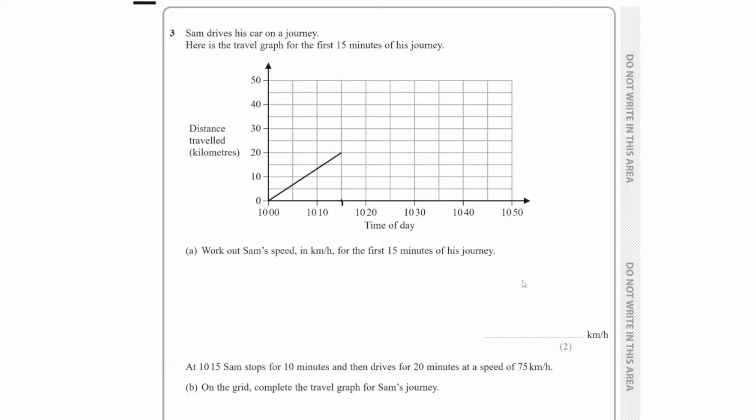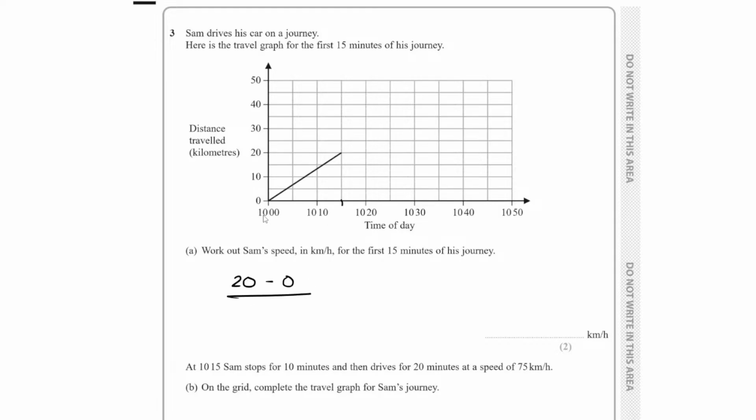So effectively it's basically just the gradient, but we're starting from 0, 0, so it doesn't really make a lot of difference. We know speed is distance divided by time, but because they want it in kilometers per hour and they've said 15 minutes, you have to consider that. He's gone 20 kilometers. Technically it's 20 minus 0, but it makes 20.